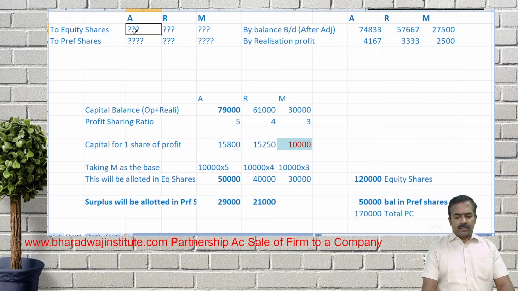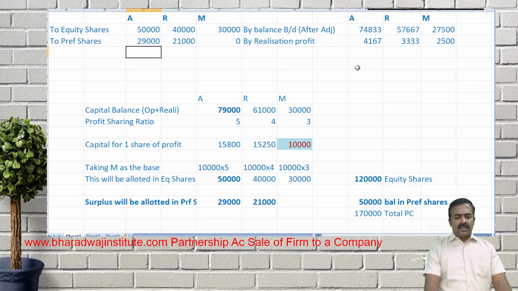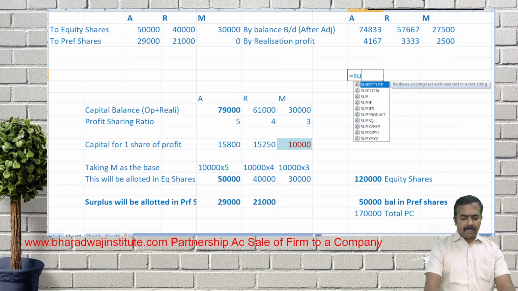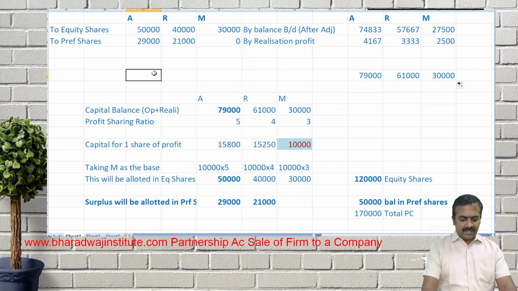So, இப்போ equity shares எவ்வளவு தர போறோம்? 50,000, 40,000 and 30,000. Then preference share எவ்வளவு தர போறோம்? 29,000 and 21,000. M க்கு எதுவும் கிடைக்காது because there is no surplus. Tally பண்ணி பாருங்க அக்கவுண்ட் tally ஆகும். It's a fantastic problem. It covers all the concepts. Dissolution concept. Tally பண்ணு.